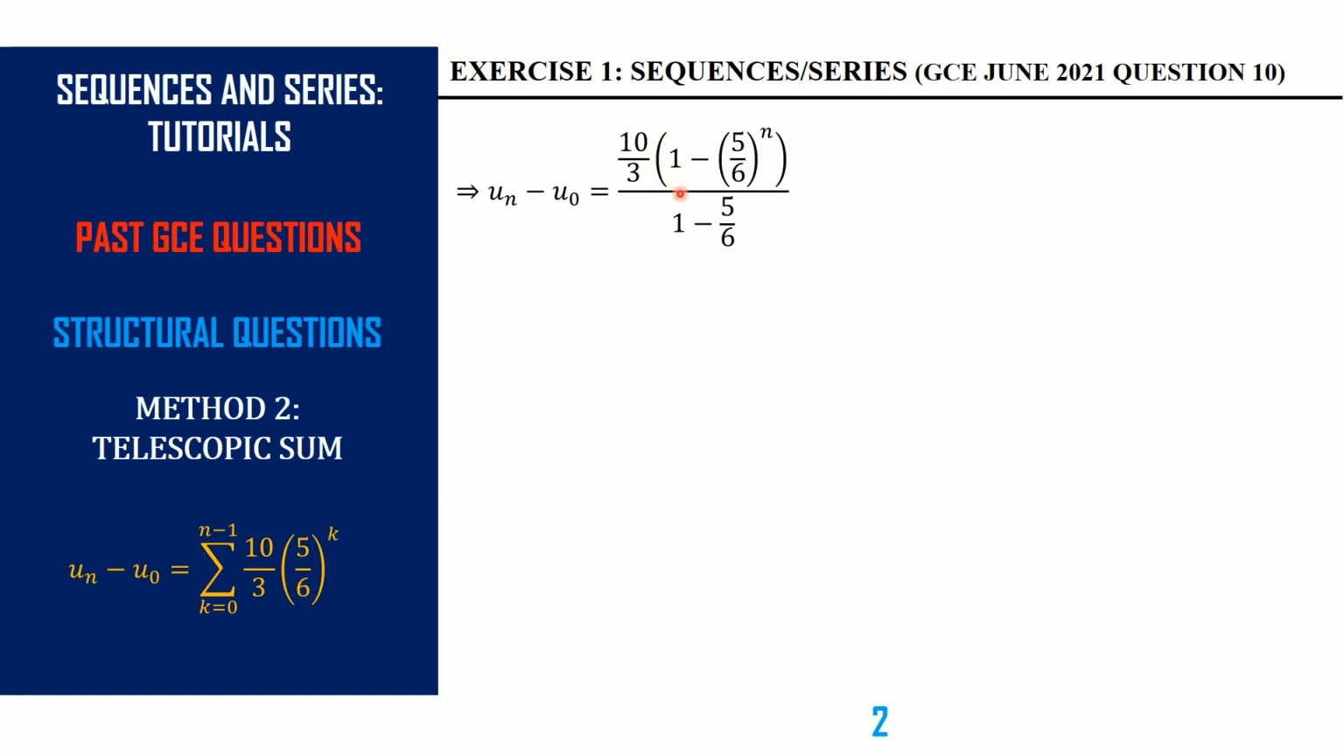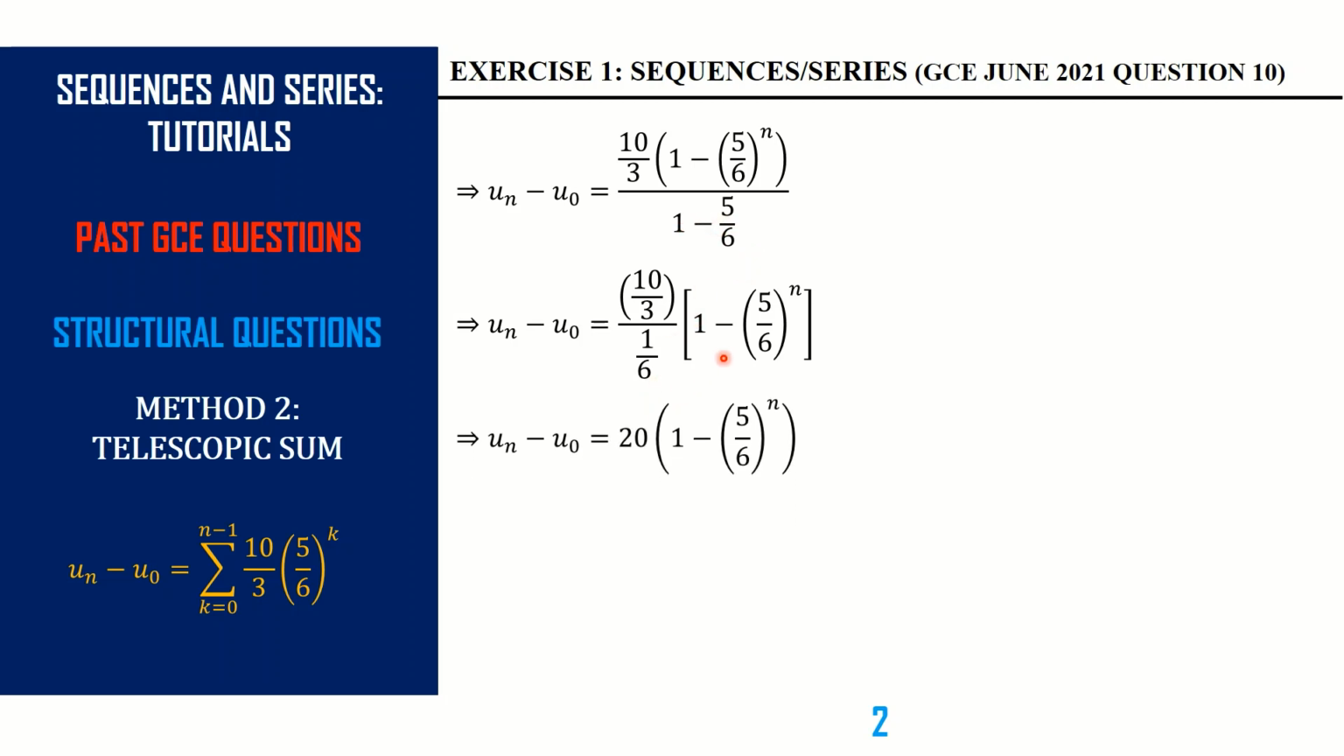10 on 3 into 1 minus 5 on 6 to the power n, because our common ratio is 5 on 6, all divided by 1 minus 5 on 6. 5 on 6 is the common ratio. Now 1 minus 5 on 6 is 1 on 6. We just do some simplifications, and then you see the 6 goes up, meets with 10, you get 60. We divide by 3, we get 20. So we have u of n minus u of 0 to be 20 into 1 minus 5 on 6, all that raised to the power n.